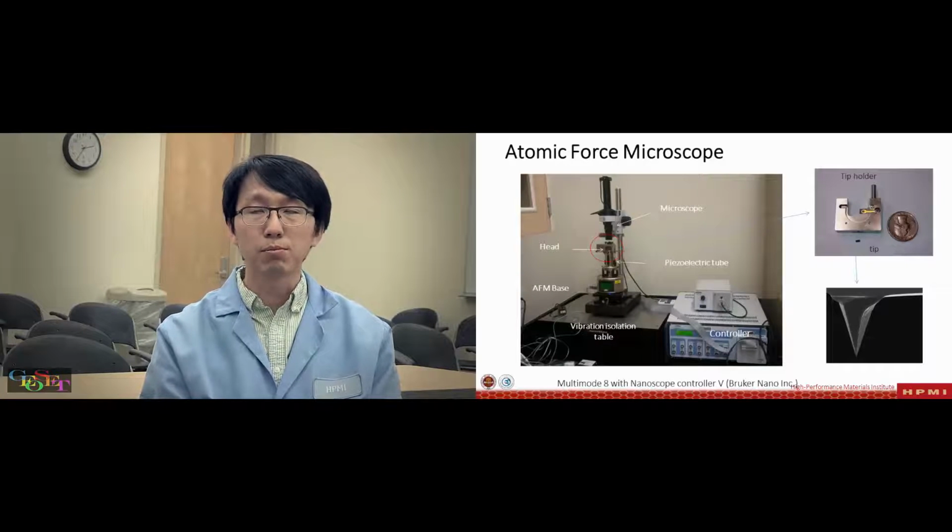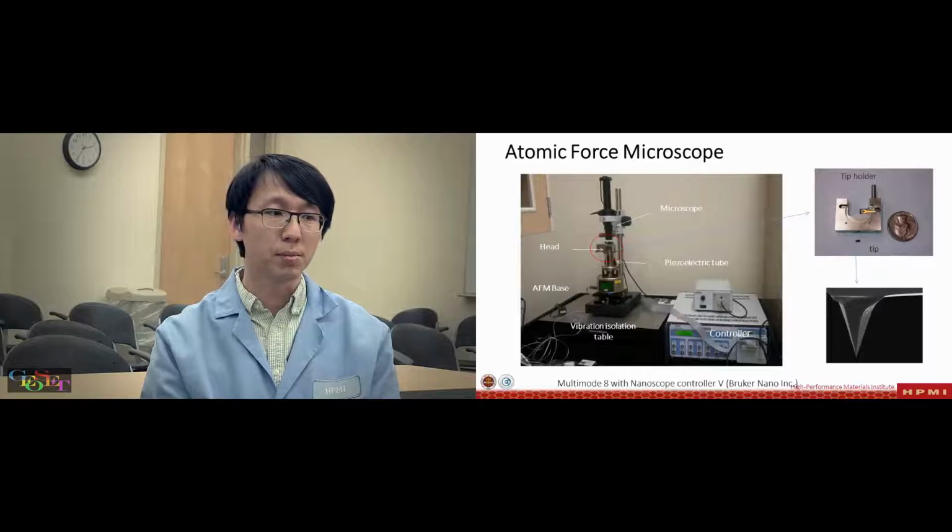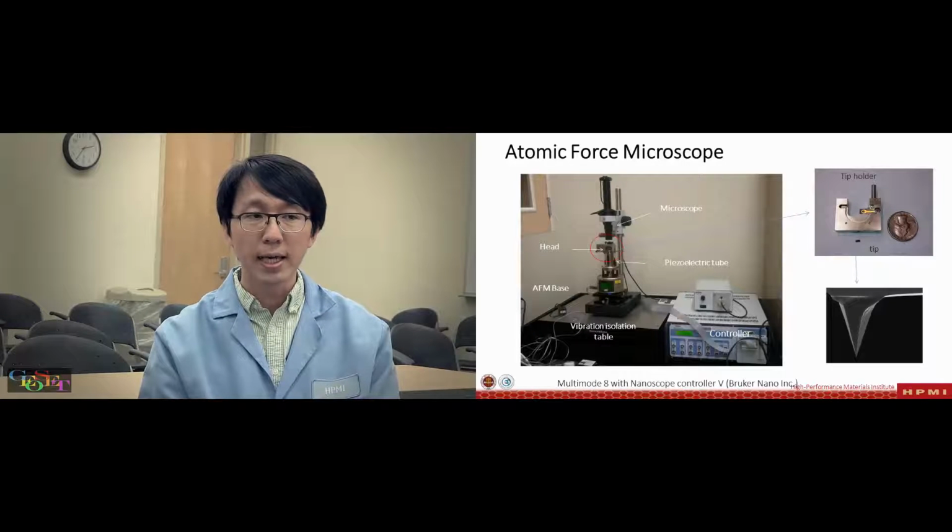Now you see the simple structure of the AFM. It consists of the AFM base, and in the middle is a piezoelectric tube. It moves the sample up and down, with precise control based on the response. And the top part is a head. If you see the head, there's a tip holder. On the right side, you can see the tip holder, and a small silicon tip is mounted in this tip holder. If you see the SEM image of the tip, typically it's small, and the tip end is really sharp, with a tip radius of less than 10 nanometers.